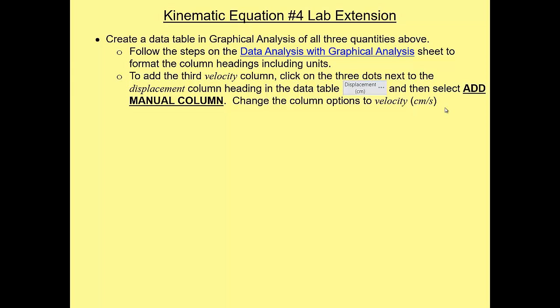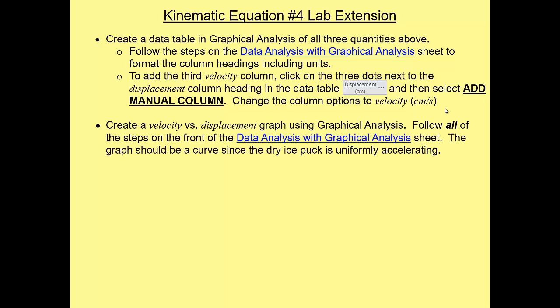Okay, you've got your 3 columns now. Hopefully you've got column headings and units so you know which are which. All right, so to fulfill the purpose here, we need to create a velocity versus displacement graph in graphical analysis. If you've forgotten how to do that, I would suggest at this point that you have a single graph and the data table open, right? Because you can set up different things that way.